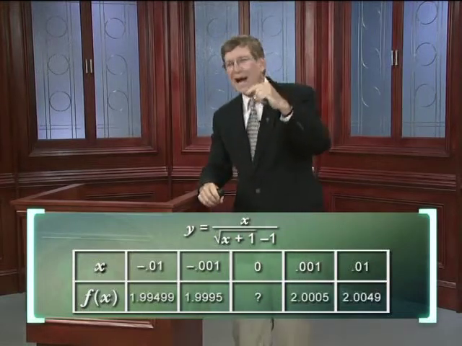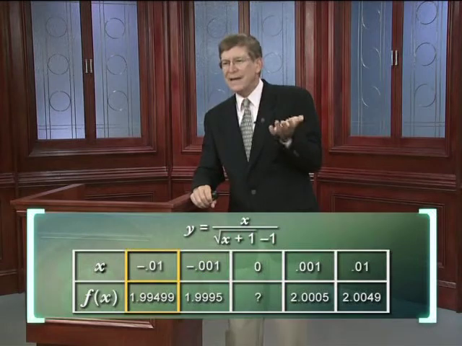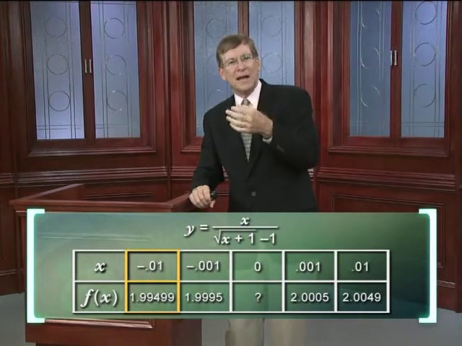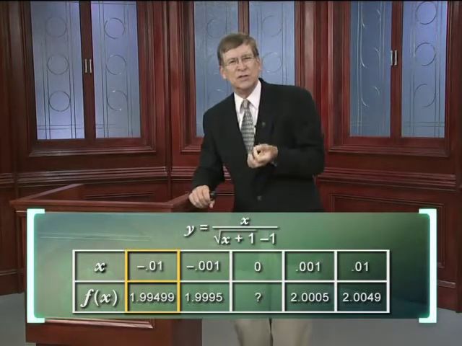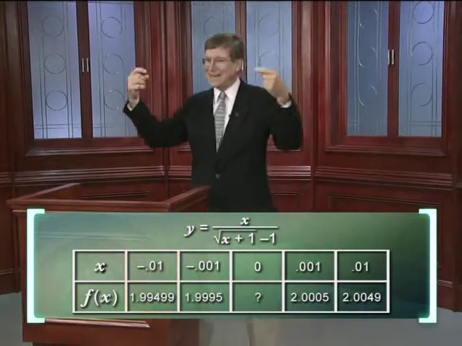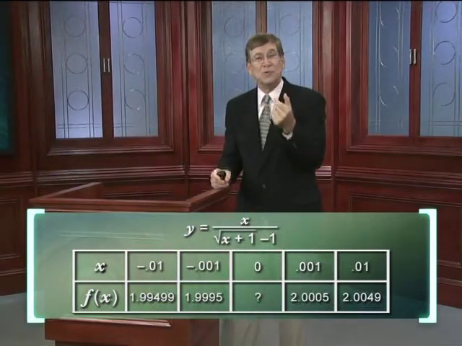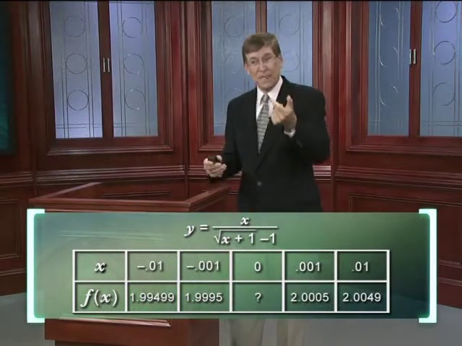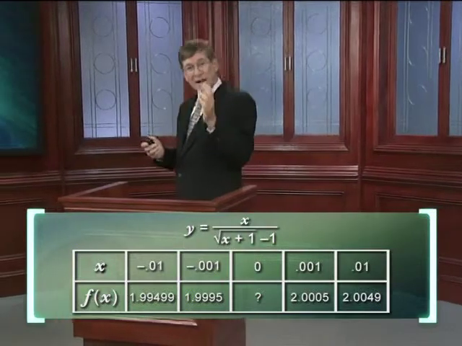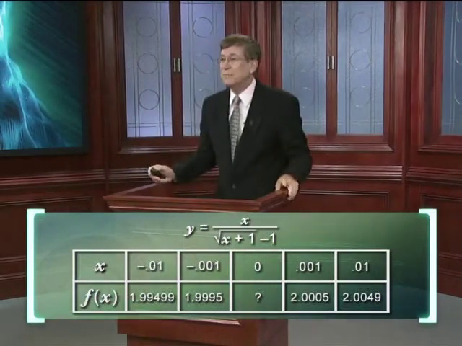Well, look at the output of this function. We get values like 1.99499 when I plug in minus 0.01. And from the table, I think you see that as I get closer and closer to 0, the function values are getting closer and closer to 2. So we've done it graphically, and we seem to think the answer's 2. Numerically, it seems to be 2.